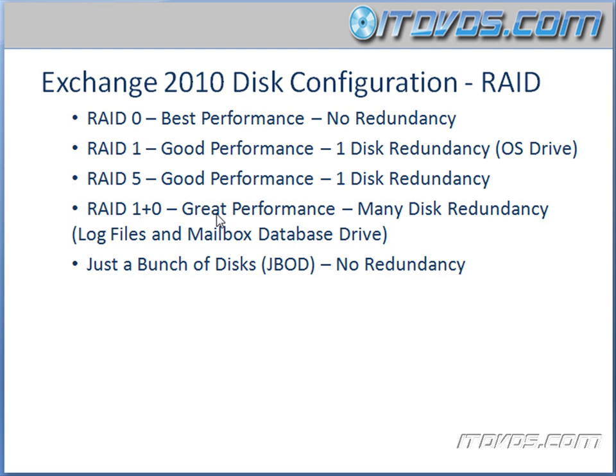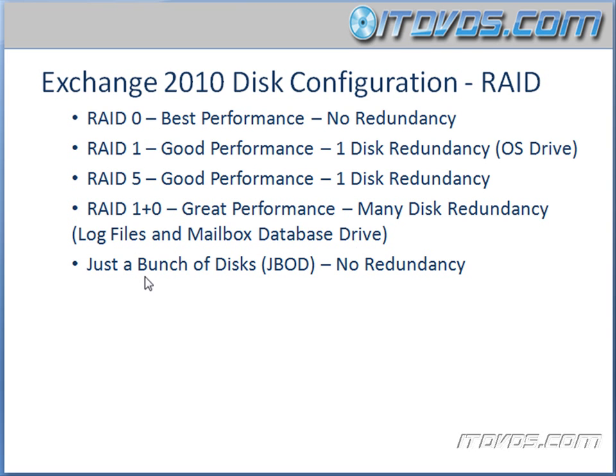The big downside of RAID 10, or RAID 1 plus 0, is that you're going to lose half your drives to redundancy as far as capacity is concerned. So let's say you've got 10 1 terabyte drives and you make a RAID 10 set out of those drives, you're going to only have 5 terabytes of usable space. So it gets kind of expensive because you lose all those drives as far as capacity is concerned to redundancy. And RAID 10 is the recommended best practice for your log files and your mailbox databases.